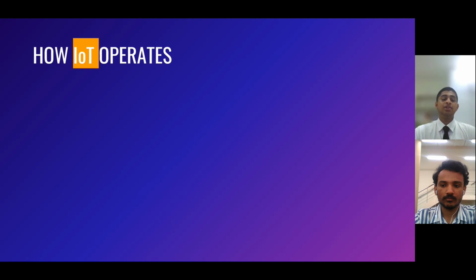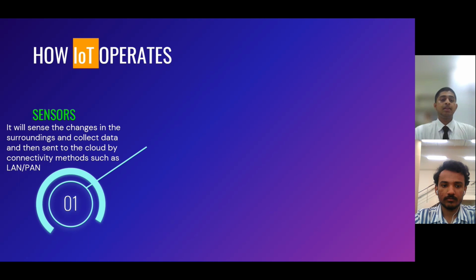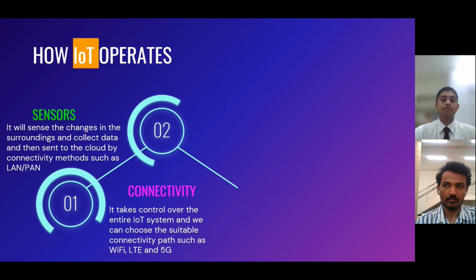But how does IoT operate? Let me give you a brief step of how IoT actually operates. There are 4 main steps, and everything starts with sensors. Sensors will sense the changes in the surroundings and collect the data, which then will be sent to the cloud by connectivity methods such as local area network LAN or even personal area network PAN.